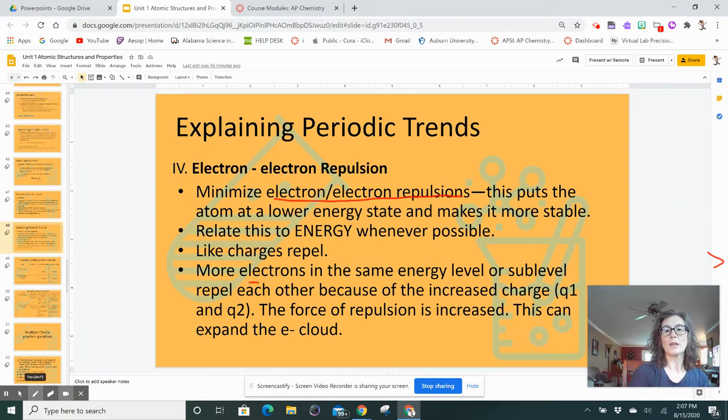More electrons in the same energy level or sublevel repel each other because of the increased charge. Go back to Coulomb's law, our charges are Q1 and Q2. If we have more of those charges, or those charges are bigger, then our force of repulsion is going to increase. So the more like charges you have in a particular space, that force of repulsion is going to get bigger and bigger because they don't want to be near each other. This will expand the electron cloud. They'll move so that they get farther away from each other and reduce that repulsive force.